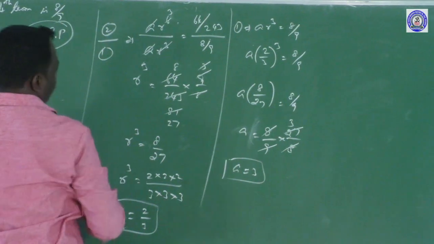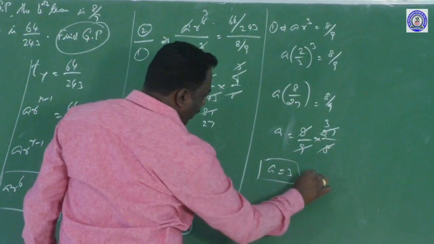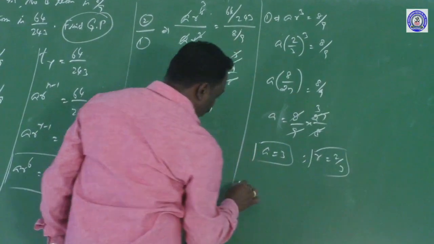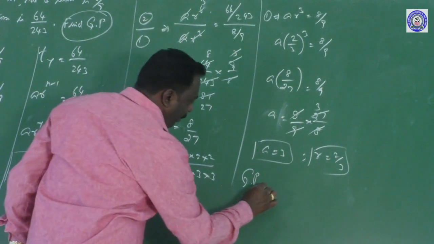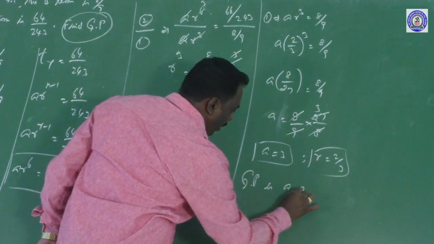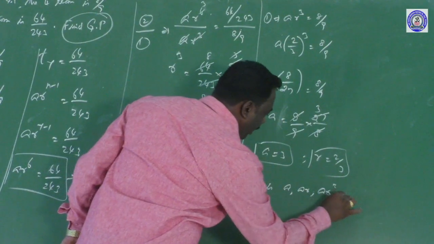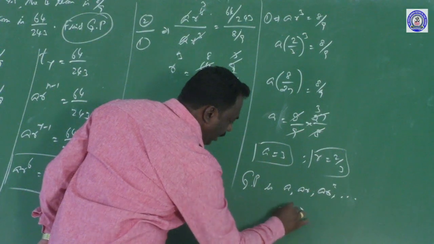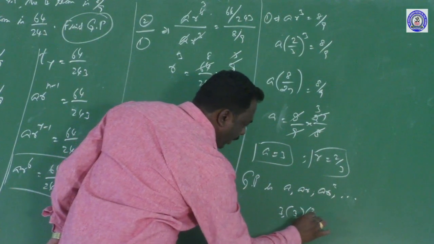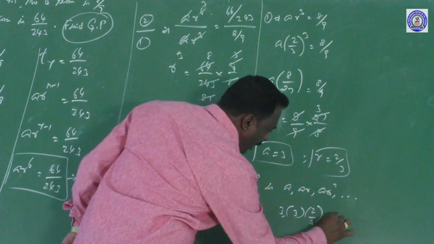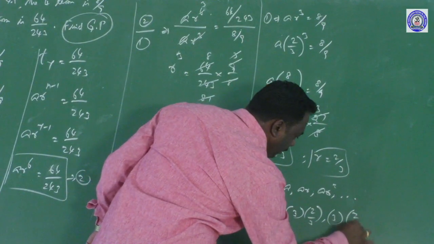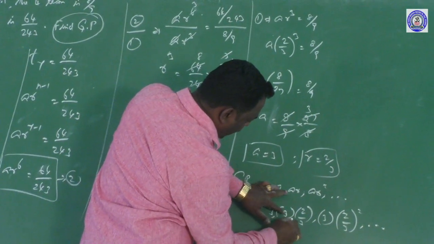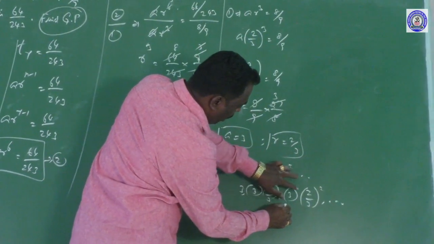We want to find out the GP. So now A we know, and R also we know, R is equal to 2 by 3. Then we find the GP. What is the GP? GP is A comma AR comma AR square comma etc. Now what is A value? A value equal to 3, R value equal to 2 by 3, then 3 comma 3 into 2 by 3, comma 3 into (2 by 3) whole square, comma etc.